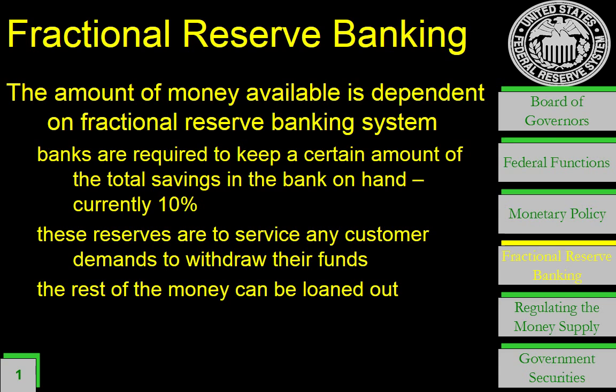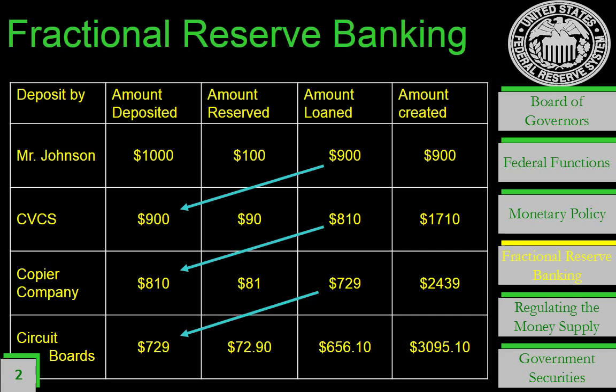These reserves are to service any customer who comes into the bank and says, I want my money. And the banks are dependent on the fact that not everyone will show up at the same time. Now, what do they do with the other 90% of the money that's deposited? Well, the banks loan it out. And the way that this expands the money supply is that money that is taken out from one bank will be put into another bank, and then that money will have value, and then that money will be loaned out.